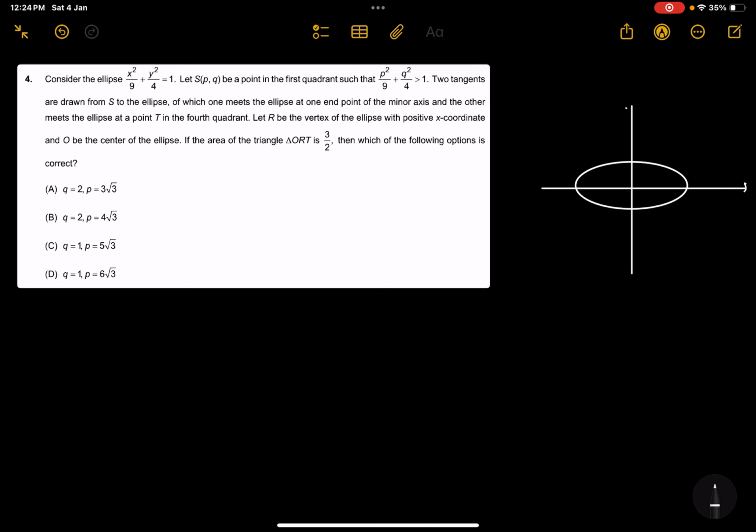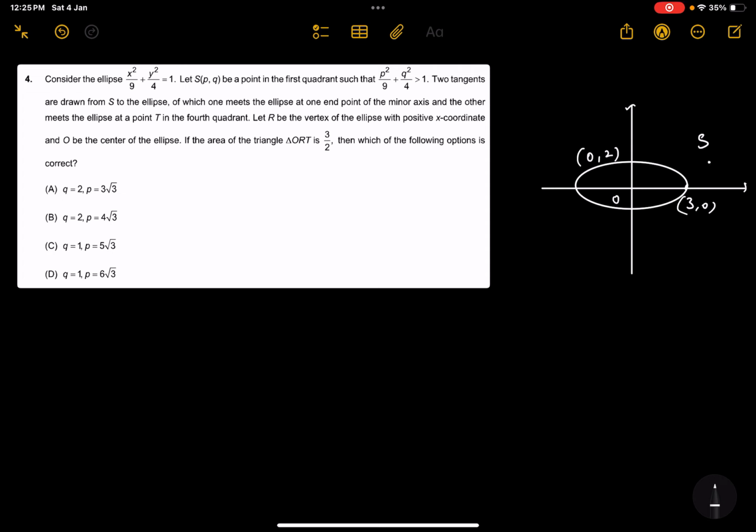So we are given that this vertex is (3, 0), the center is the origin, and this vertex is (0, 2). Let S = (p, q) be the point in the first quadrant such that p²/9 + q²/4 is greater than 1, that means that the point S lies somewhere outside the ellipse.